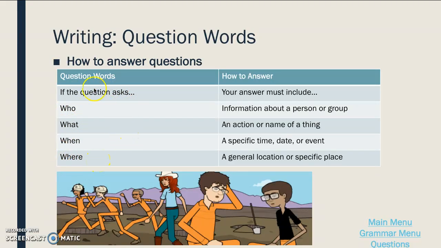And so here on the chart, I have a little cheat sheet to help you remember what to write when a question is asking for something specific. If a question is asking for a who, you will know you need to provide information about a person or a group. If the question is involving a what, then you will need to name an action or the name of a thing. If it's asking when, then you will need to provide a specific time, date, or event. And if it's asking where, then you will need to provide a general location.